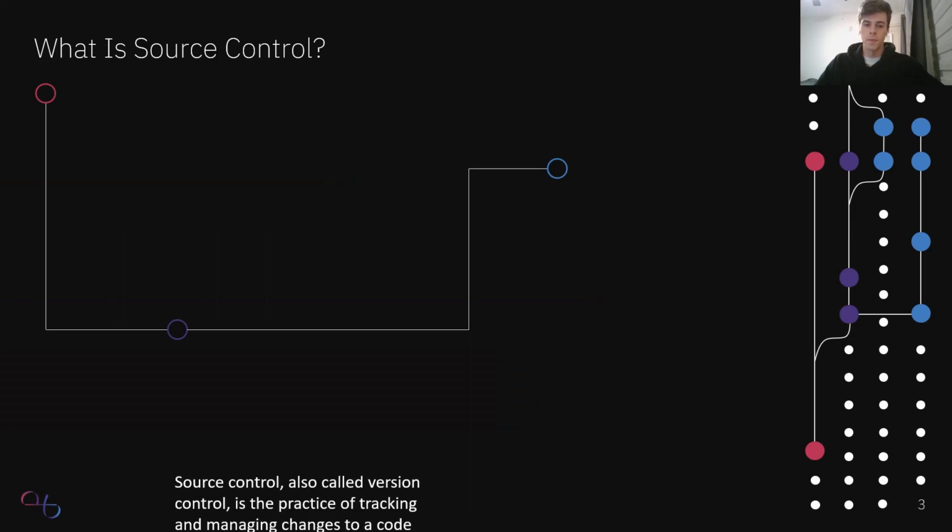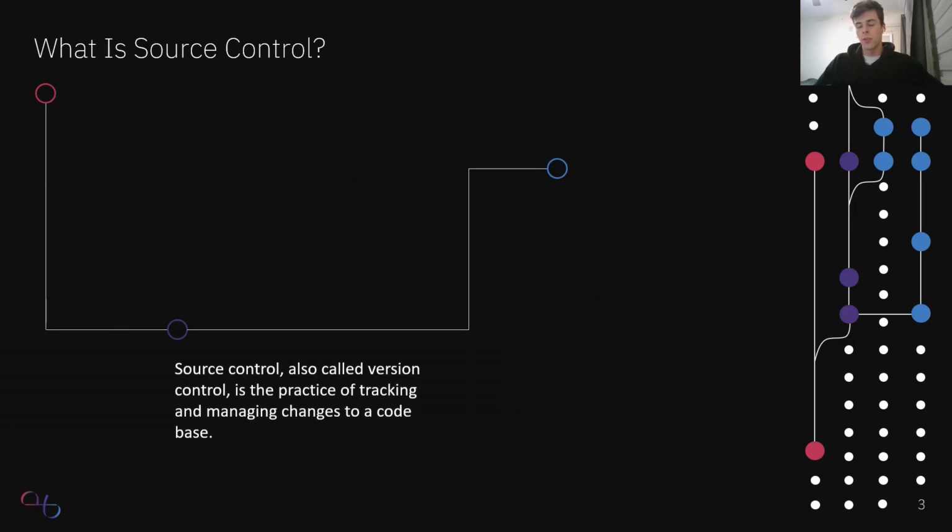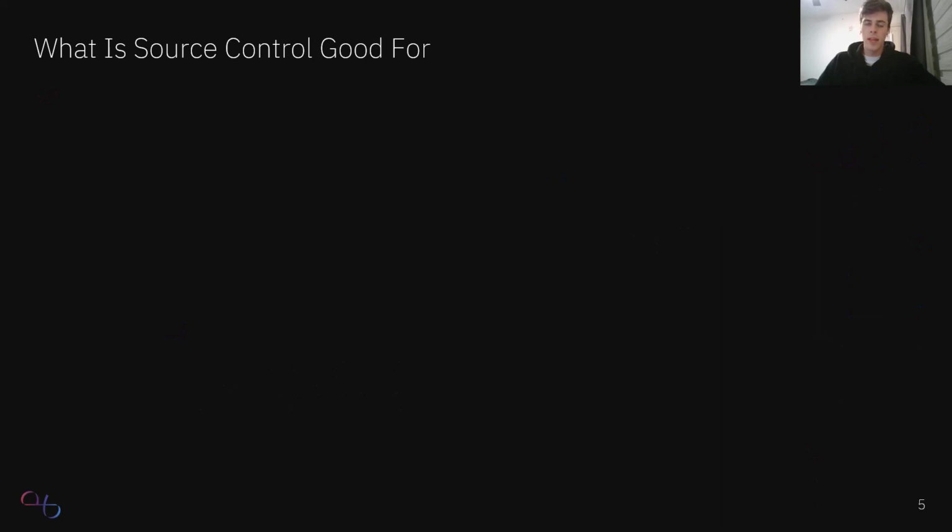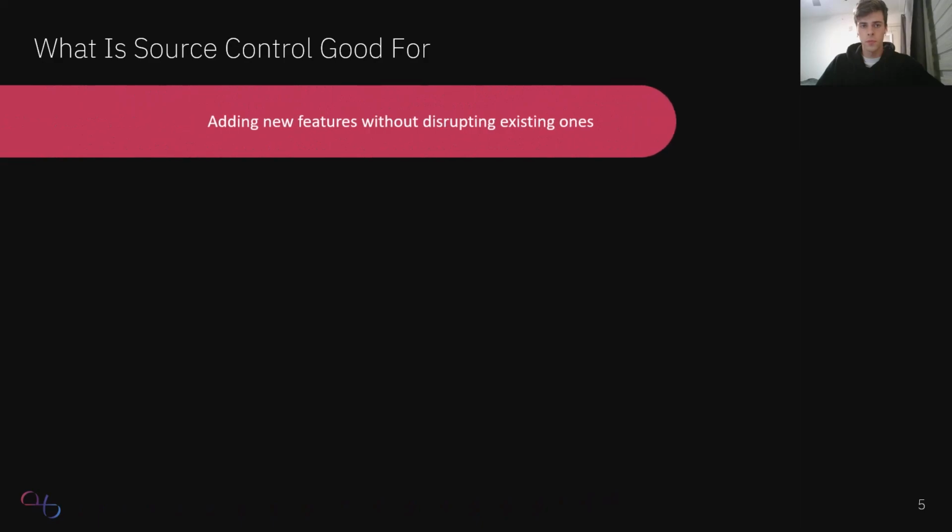So what is source control? Source control, you'll also sometimes hear it as version control, is basically just tracking and managing changes to a code base. And a source control system is just a systematic way of handling that. So what is that good for? Why do we want source control, and why do people talk about it so much?